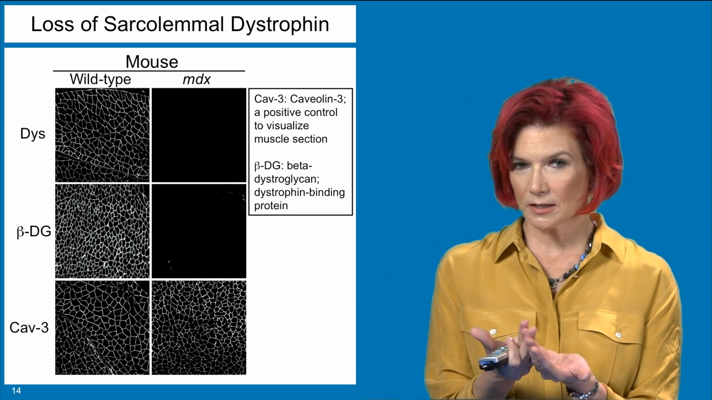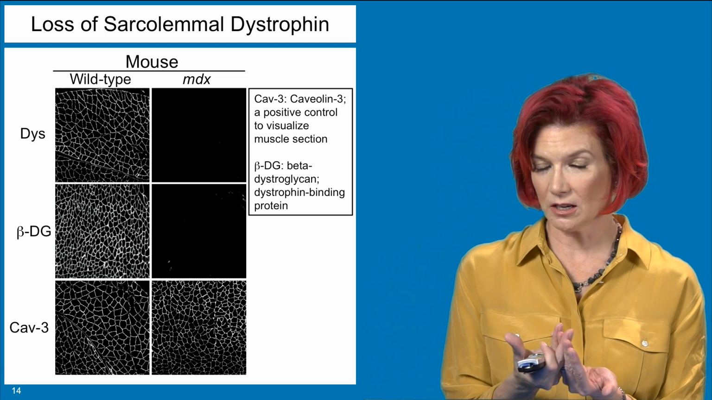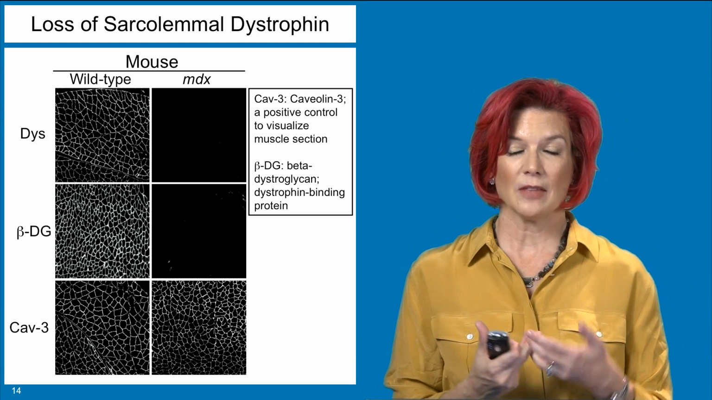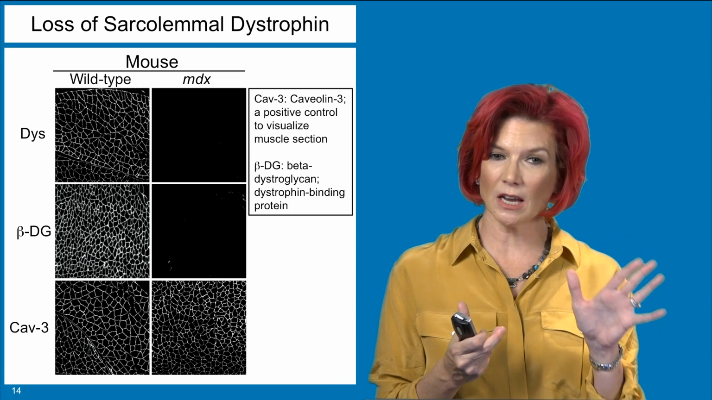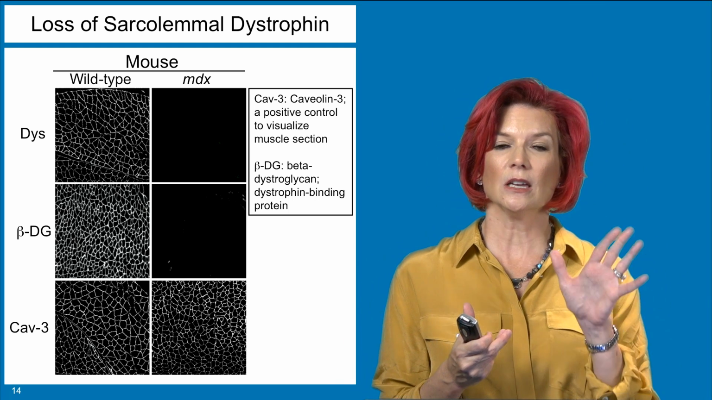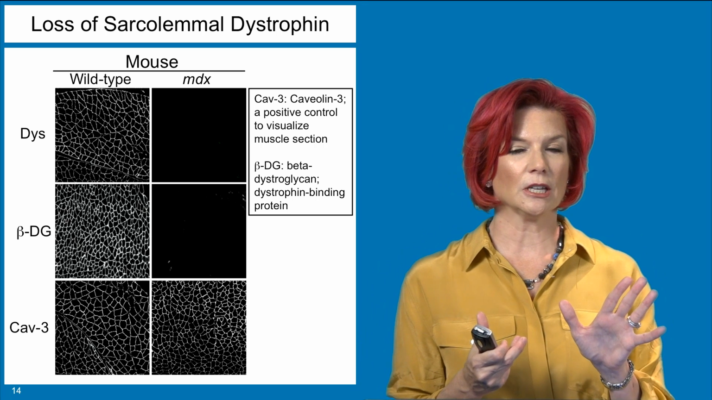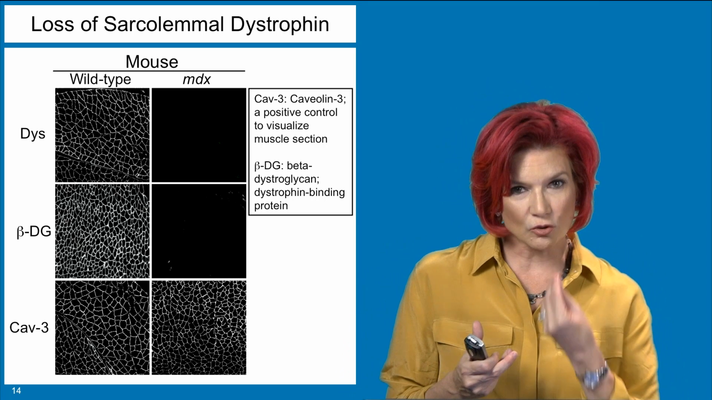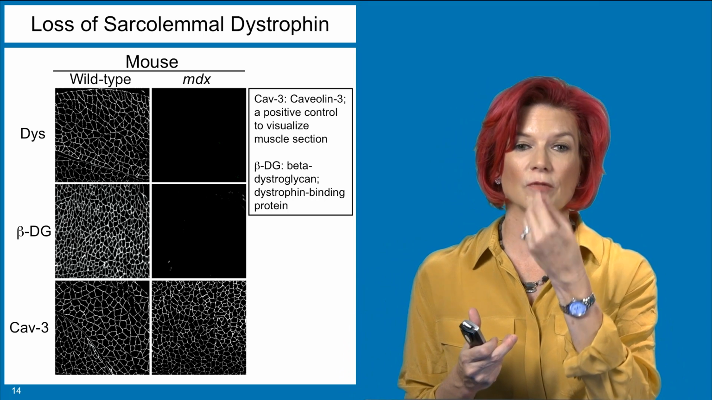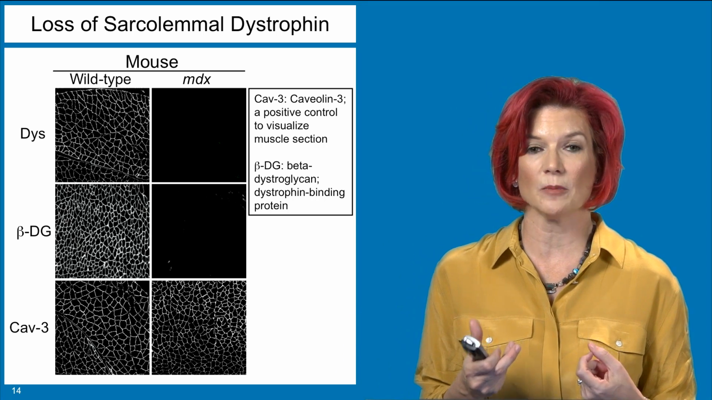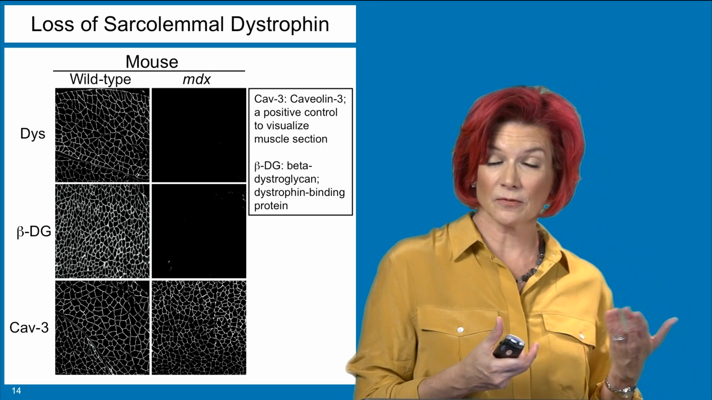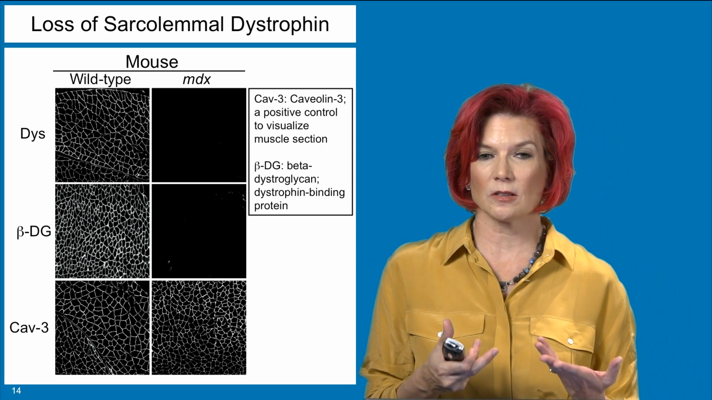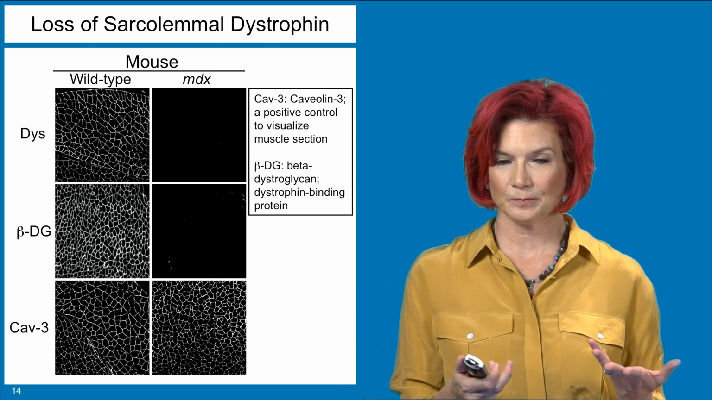The MDX mice have a mutation in the dystrophin gene that causes loss of dystrophin protein from the sarcolemma, and that's revealed by the lack of staining of dystrophin protein in skeletal muscle. Similarly, if you remember at the beginning of the lecture, we showed that beta-dystroglycan, which directly interacts with dystrophin, is lost in dystrophin-deficient MDX mice. And that is further revealed by the absence of beta-dystroglycan from the skeletal muscle sarcolemma in MDX mice.